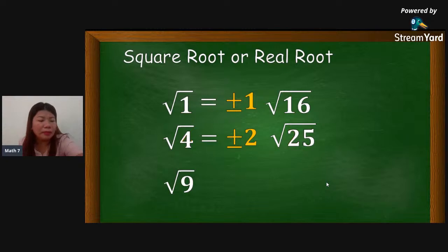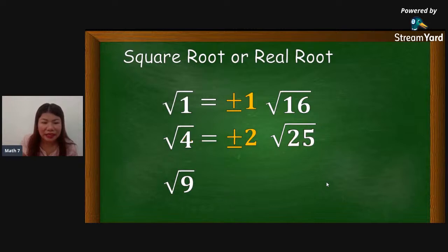Makinig kayo dito. We have square root of 9. So, ano yung number na kapag minultiply mo sa kanyang sarili, ang sagot ay 9? Ano yung number na kapag minultiply mo sa sarili, ang sagot ay 9? Isip-isip.